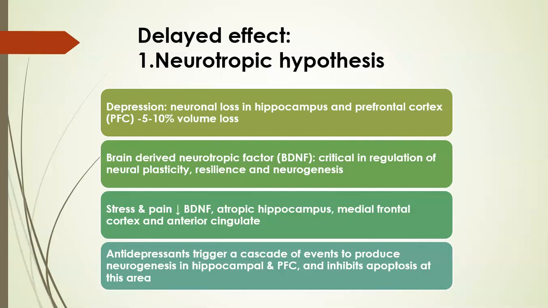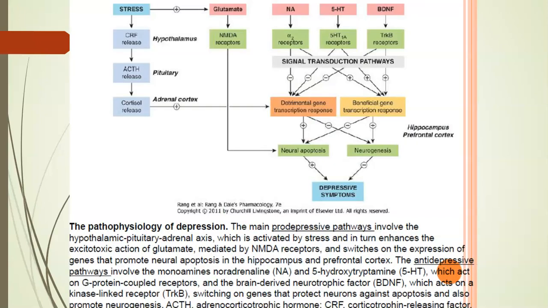If you see in cases of extreme stress and pain, brain-derived neurotrophic factor, or BDNF, is reduced, right? And with reduction of this BDNF, you get atrophy of the hippocampus, prefrontal cortex, and also the anterior cingulate gyrus, which are actually seen in people with depression. So when patients are given antidepressant drugs, it triggers a cascade of events to produce neurogenesis in these areas, and they inhibit apoptosis in this area.